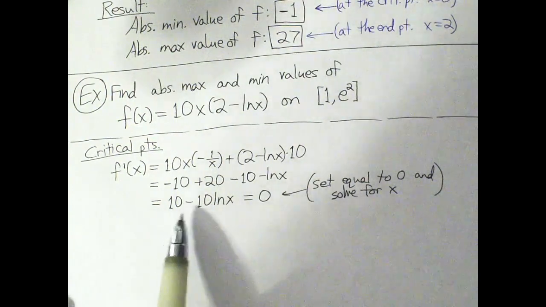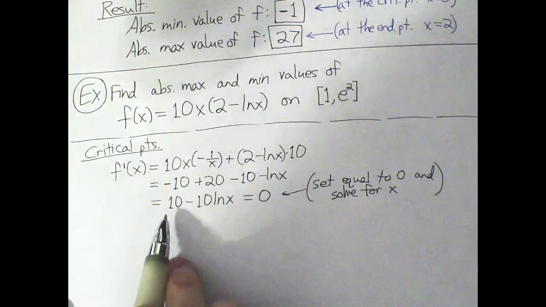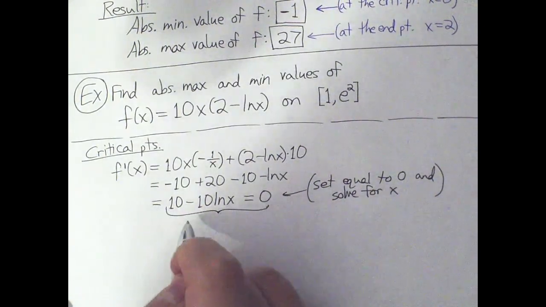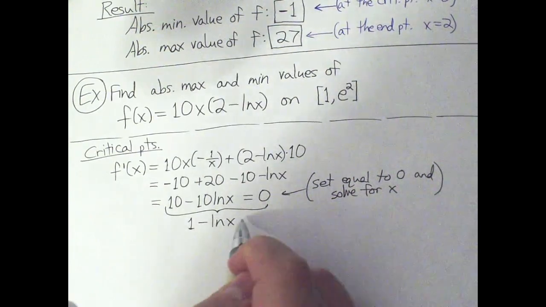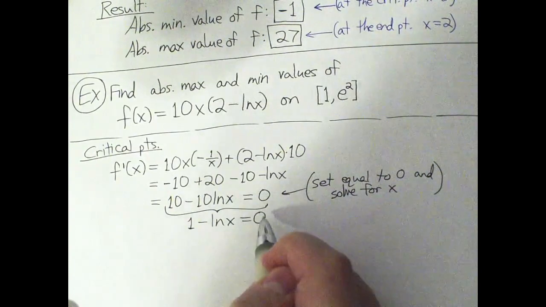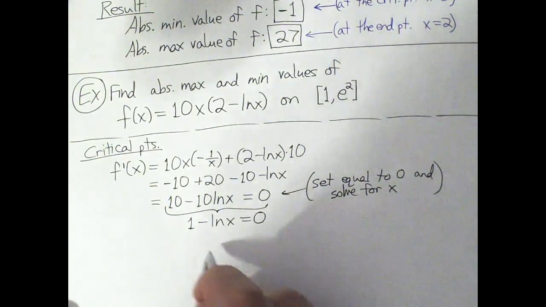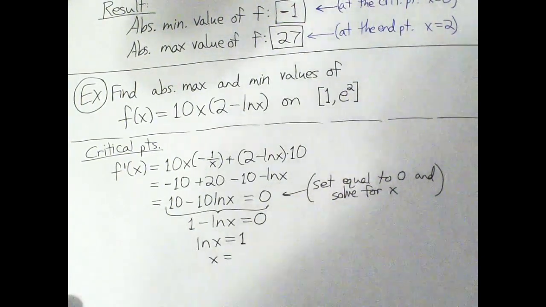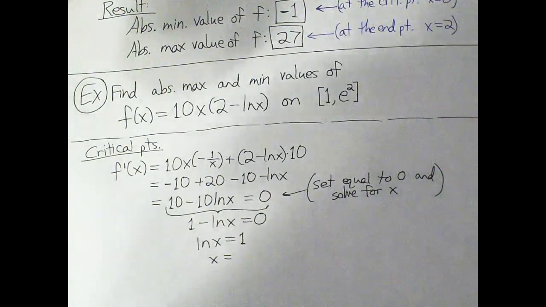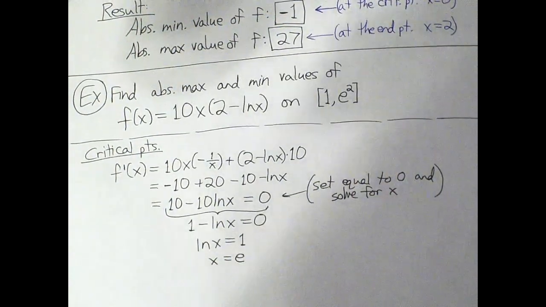So we're not going to find any x values in the domain where this is undefined. But we might find some x values in the domain where this is 0. Now that we're setting this equal to 0 and solving, I think I'm going to divide both sides by 10. Let's rearrange this then. We just get ln x equals 1. What does x have to equal to get ln x to be 1? There's only one value where that happens. x equals e.